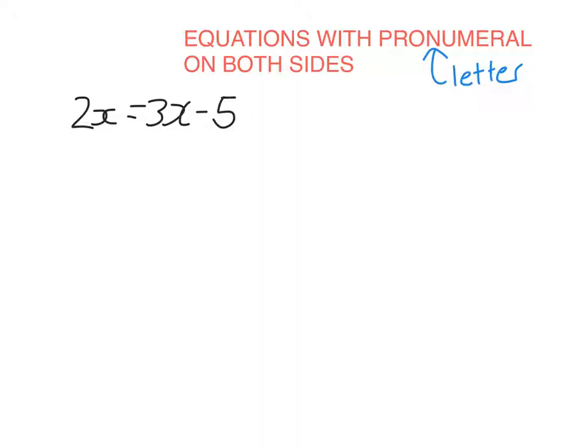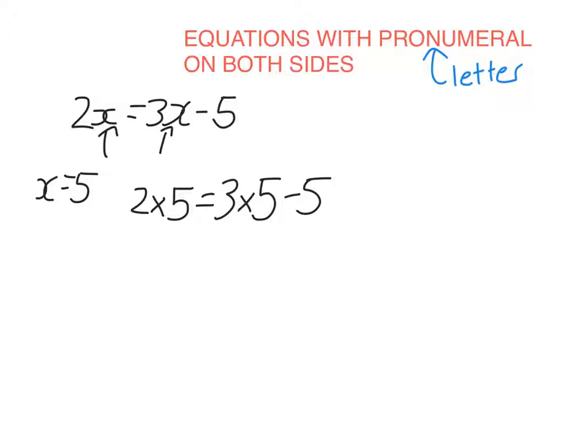Firstly, what we need to do is understand our goal. Our goal is the same. Even though x is on both sides of the equation, what we want to do is find a value that we can substitute for x here and here that makes the equation a true statement. So the solution to this happens to be x equals 5, and that's because if I change x to 5, I get 2 times 5 equals 3 times 5 minus 5. Now this is a true statement because this equals 10 and this equals 10. So our goal here is the same. We just have to do an additional step that we're not used to.